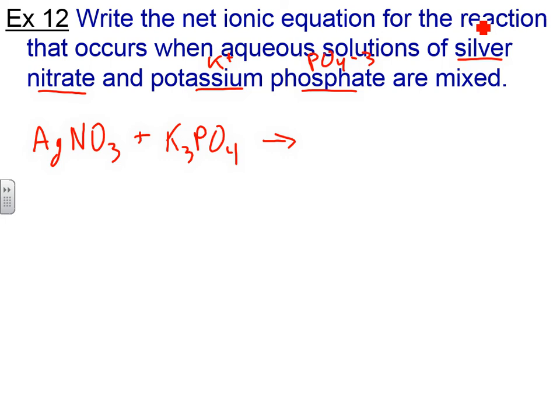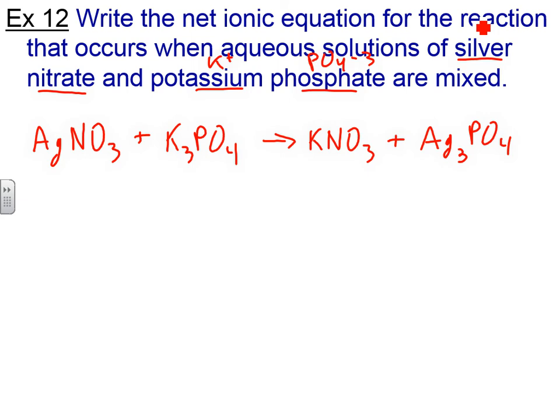It's a +1, -1. You get potassium nitrate. And silver teams up with phosphate. Silver is a +1 charge, so you need 3 silvers with every phosphate. Again, if you don't remember how to write these compounds, make sure you study them, come in to get help, but realize that potassium phosphate has 3 potassiums.